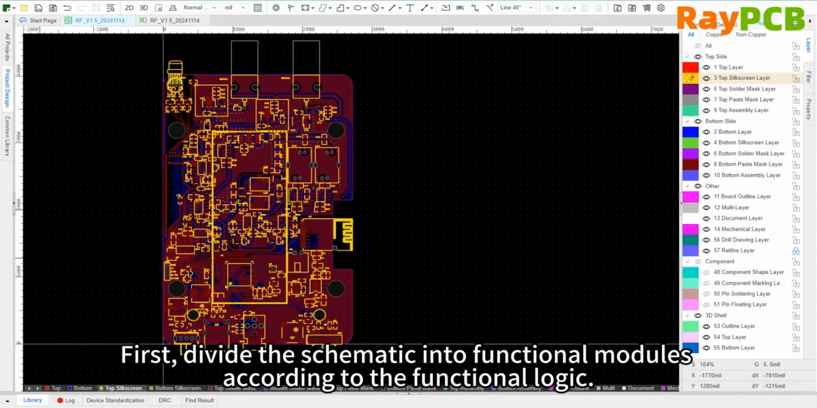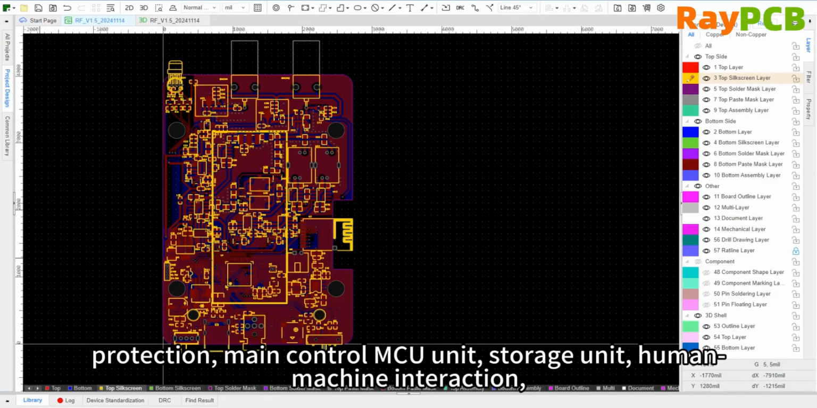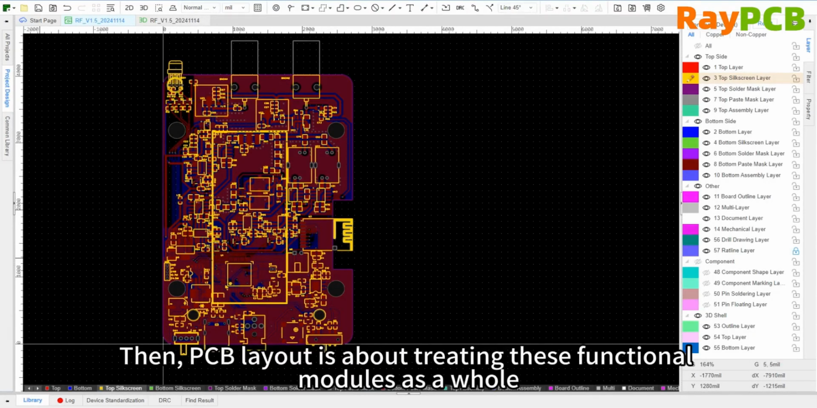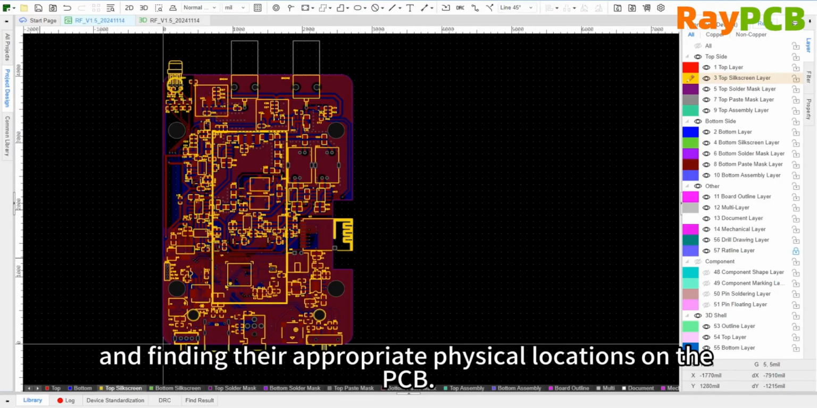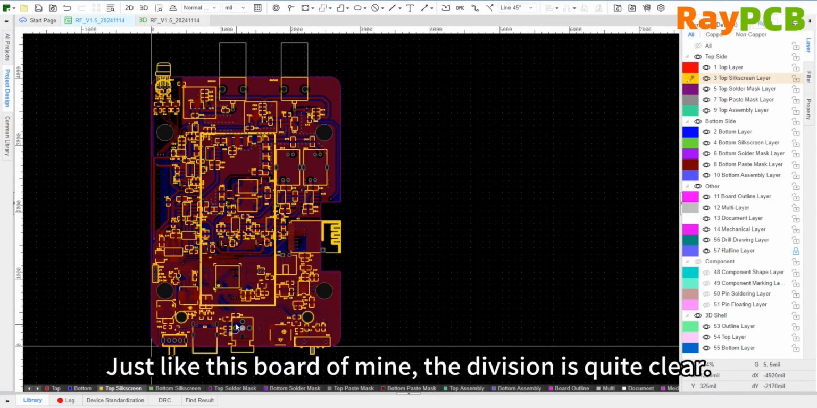First, clearly divide the schematic into functional modules based on their logical functions such as power input, protection, main control, MCU unit, memory unit, human-machine interface, high-speed communication interface, analog signals, and power drive. Then, during PCB layout, treat these functional modules as whole units and find suitable physical locations for them on the PCB. For example, on this particular board, the functional divisions are quite clearly defined.